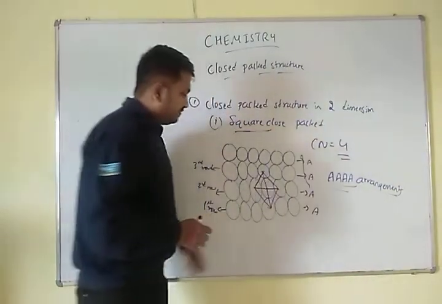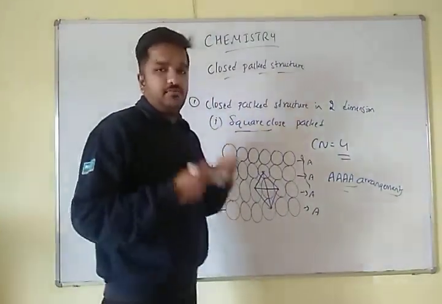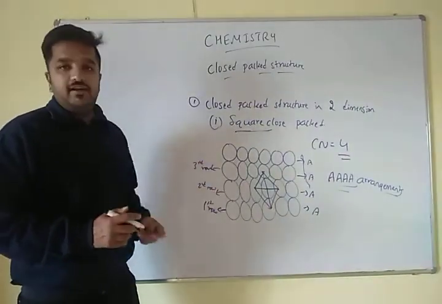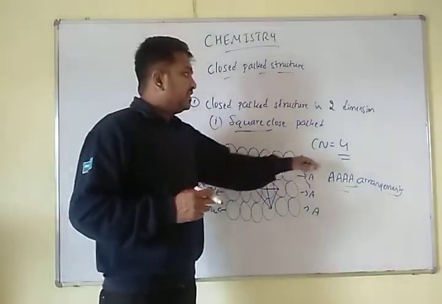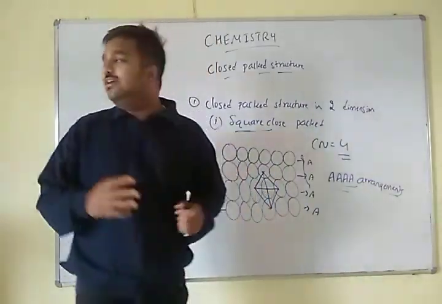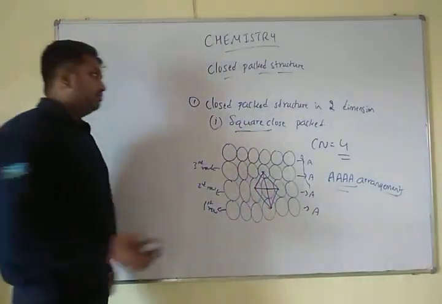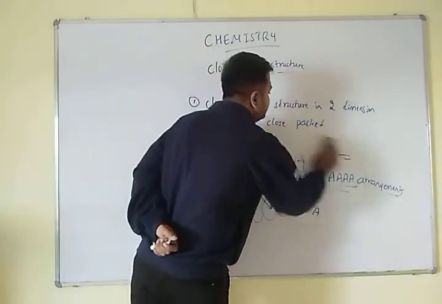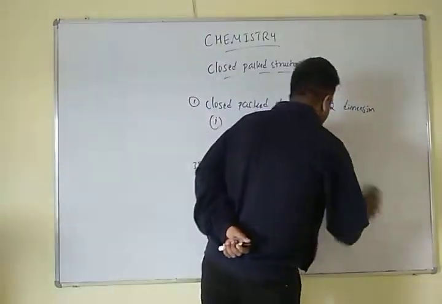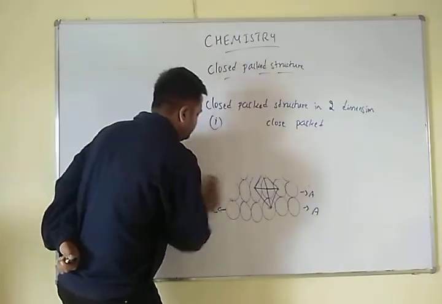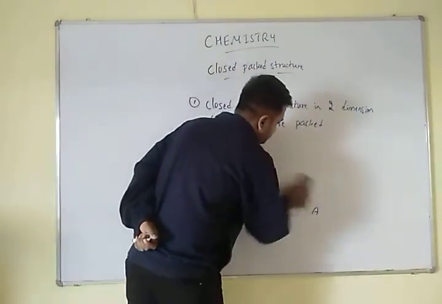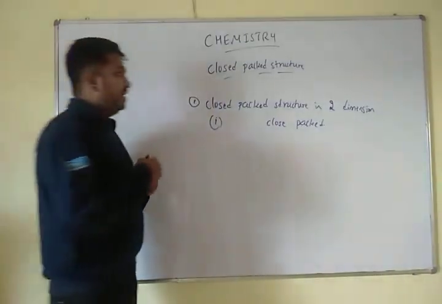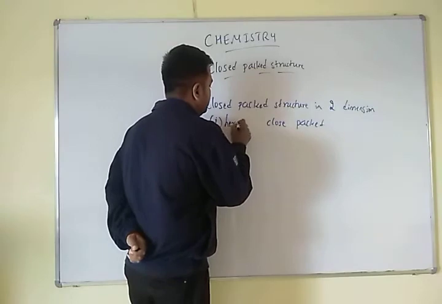Clear? It's because the first, second, third, and fourth, however many rows you take, all the rows are similar. They are exactly one as the other. So in this case, the coordination number is 4. Now let us look at the second type in 2 dimensions. That is hexagonal close packed.